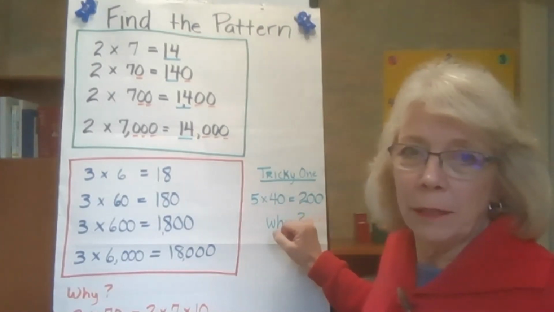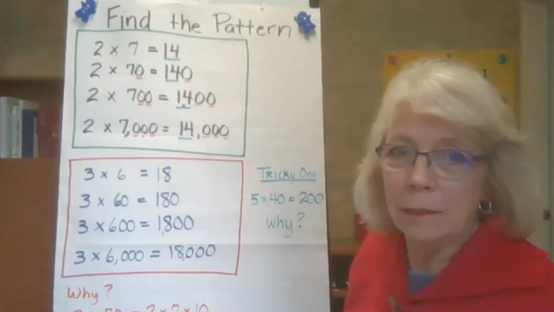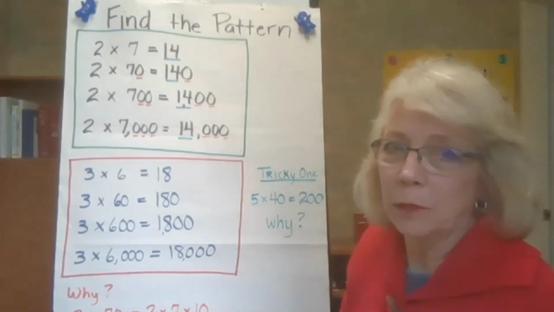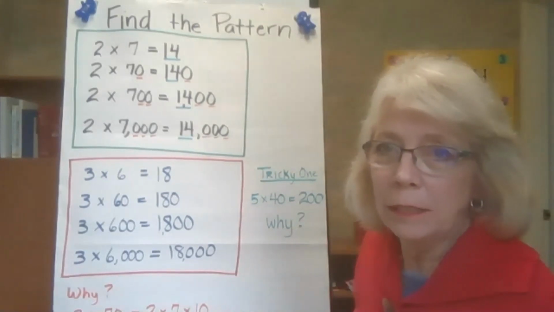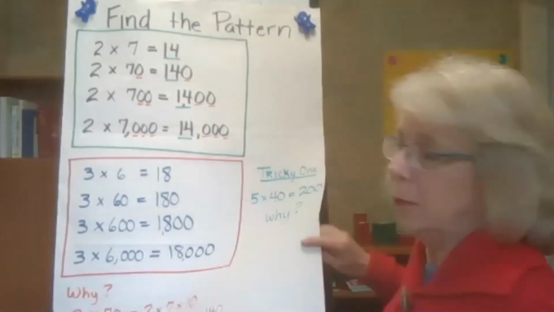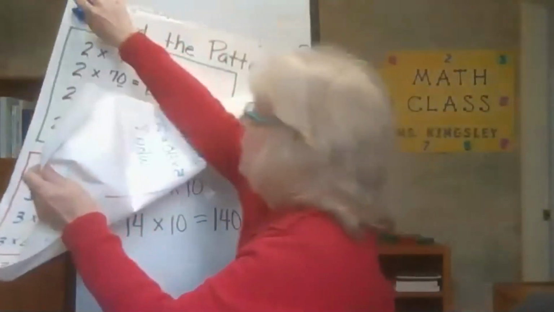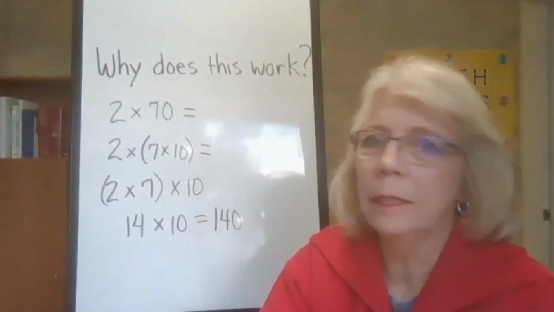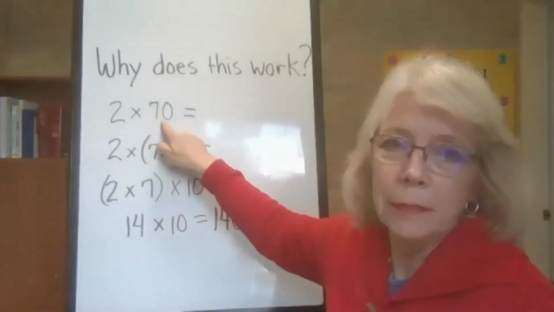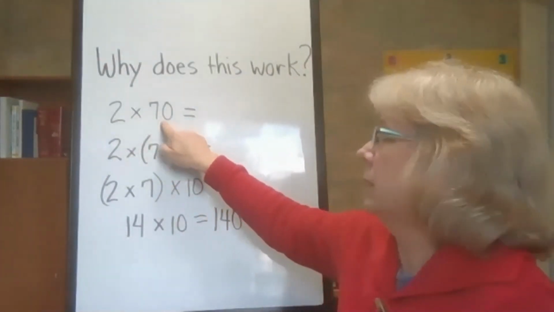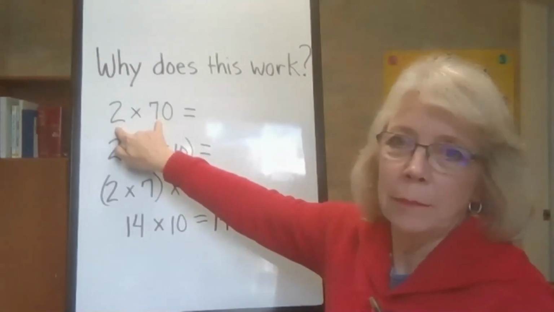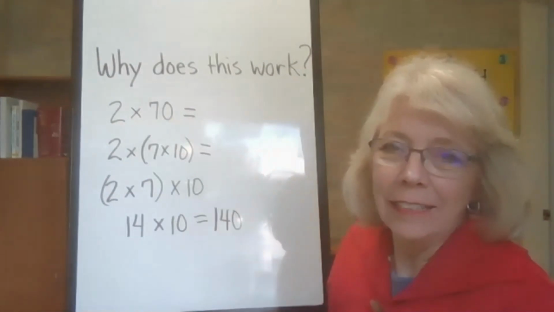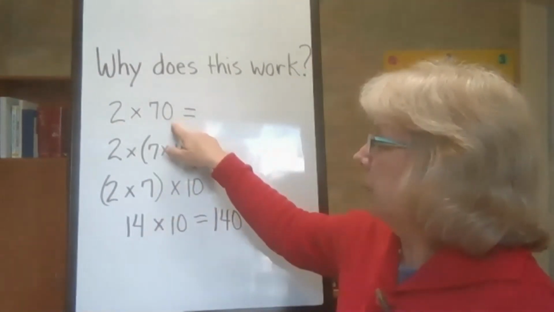Now, before we go on to some practice problems that get a little bit harder, I want to just show you why this works. It might look like a trick. It's really not a trick. It has to do with how numbers work. So I'm going to take this down and look at an example. So here we have 2 times 70, and we learned how we would do this is we would take the 2 times the 7, put the 14, add a 0. But again, seems like a trick. So let's break this apart.